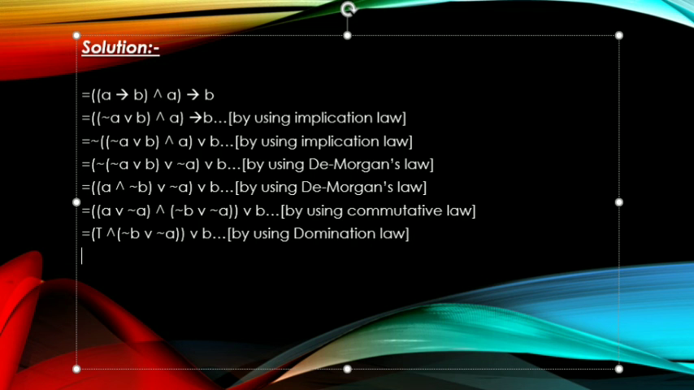Now once again using domination law we get true and any value, we get that other value. So we have negation of B or negation of A or B, by using domination law.